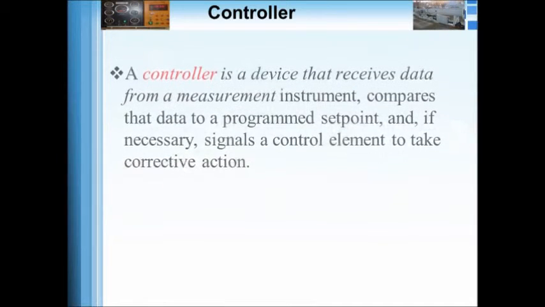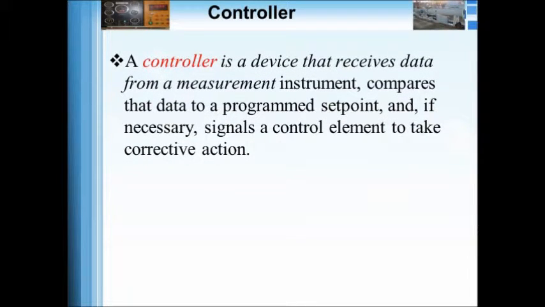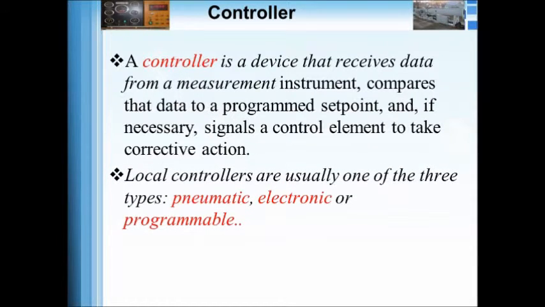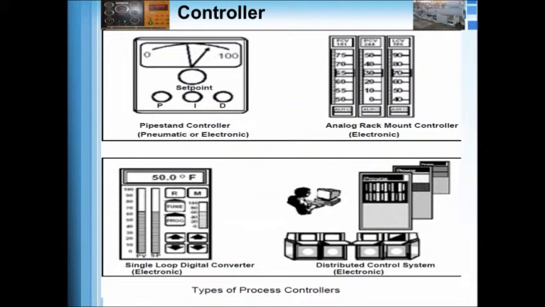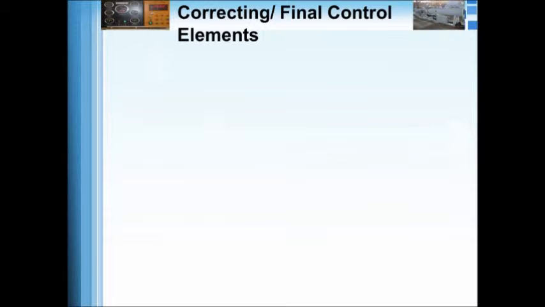Controller. A controller is a device that receives data from the measurement instrument, compares that data to a programmed set point, and if necessary, signals a control element to take corrective action. Local controls are usually one of three types: pneumatic, electrical, or programmable. Here we will see some control types: pneumatic or electronic control.